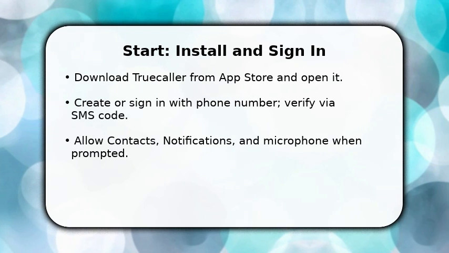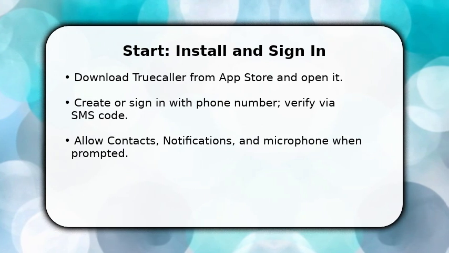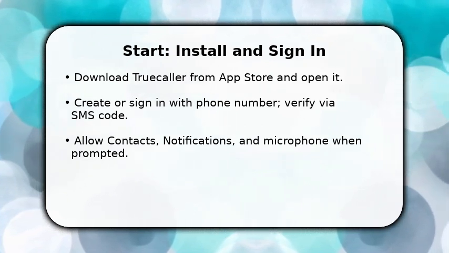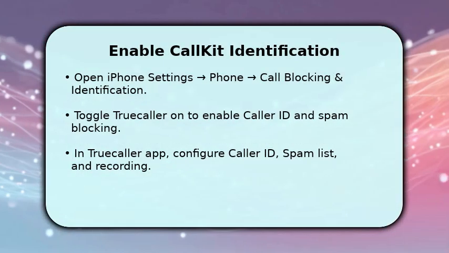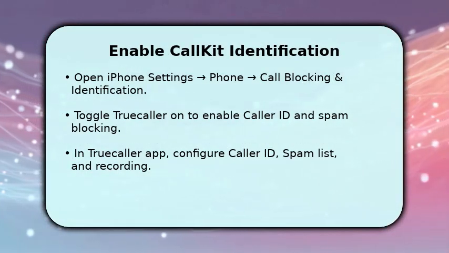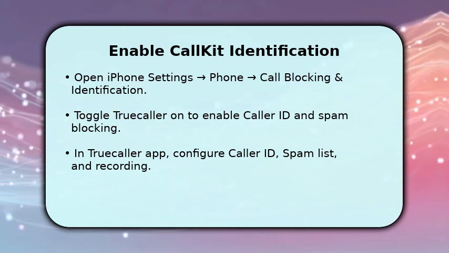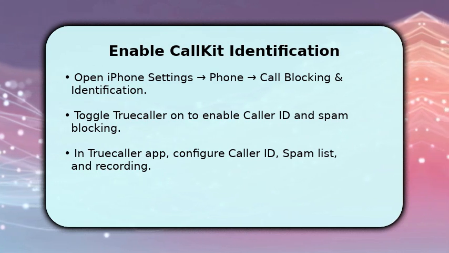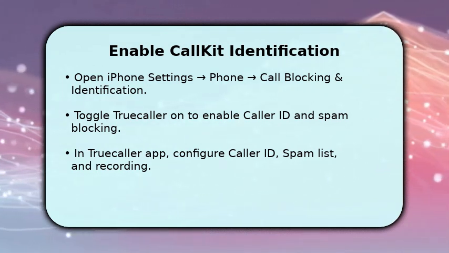After permissions, the app will prompt to set up caller ID. Go ahead and choose to continue so identification can begin immediately. Now enable Truecaller in iPhone call blocking and identification so incoming calls show names. Go to Settings, Phone, and flip Truecaller on. This integrates with iOS Call Kit and is the only way Truecaller can display ID on the native call screen.